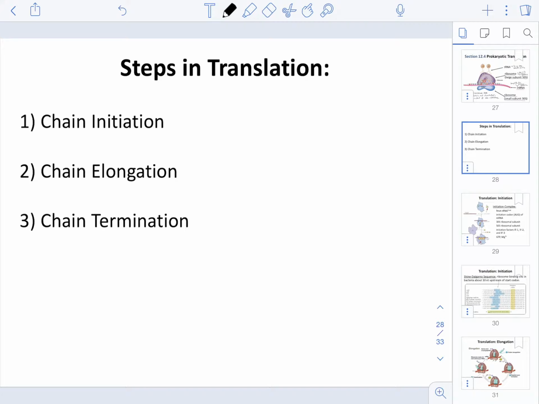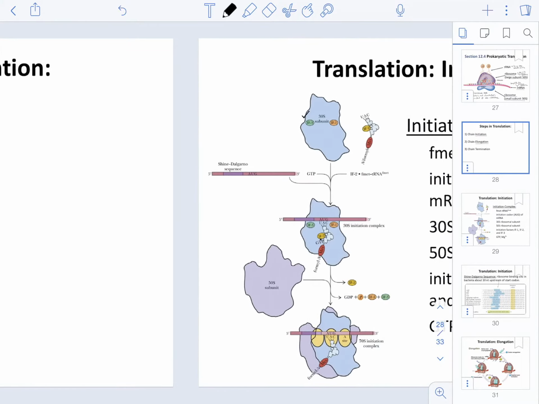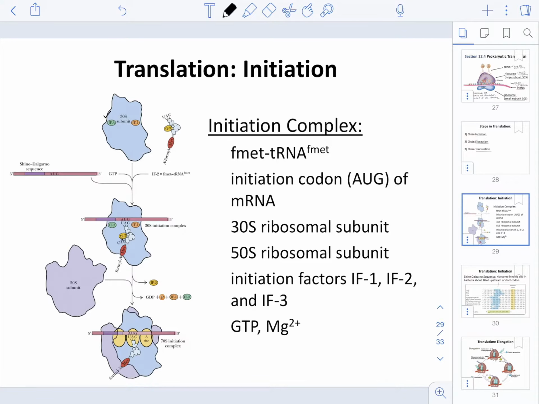So far, we already have discussed in previous chapters the process of DNA replication and the process of transcription. In translation, similarly to the other processes, we're also going to have three phases: an initiation phase, an elongation phase, followed by a termination phase. Let's get started explaining what is occurring at the initiation phase.